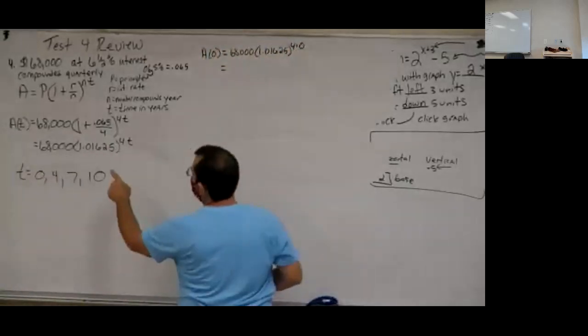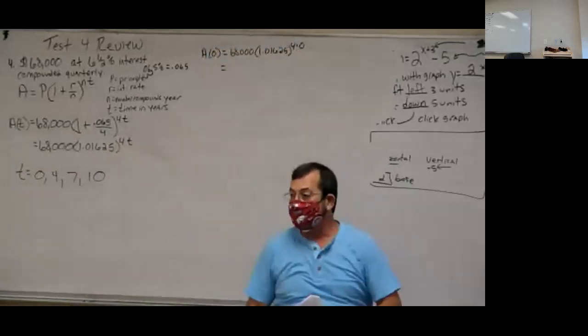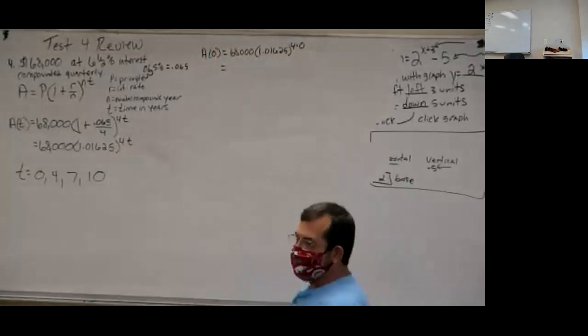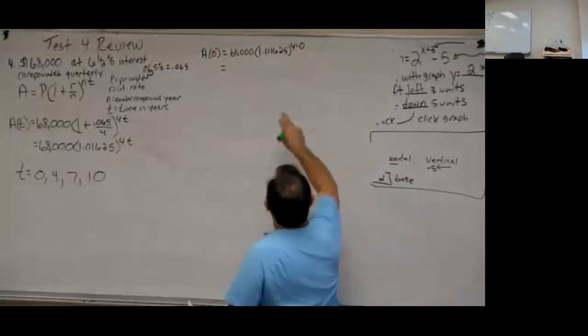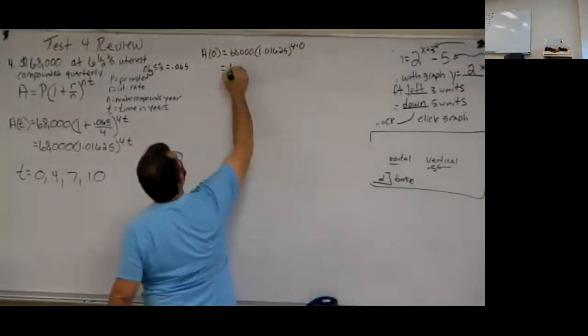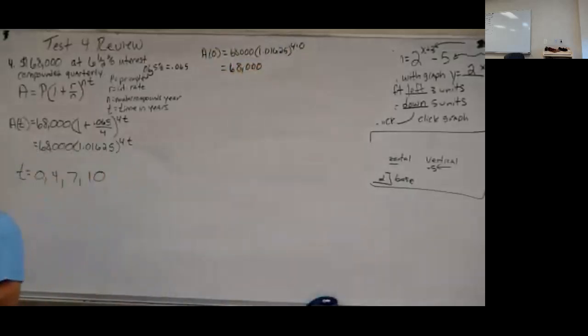So I'll put 0 in for that T. If you work that out, well, 4 times 0 is 0 on the exponent. Anything to the 0 power equals 1. And 1 times 68,000 is 68,000. So if time is 0, this is the first day you put that money in the bank, and you put in 68,000. You better have 68,000 in that bank, okay?